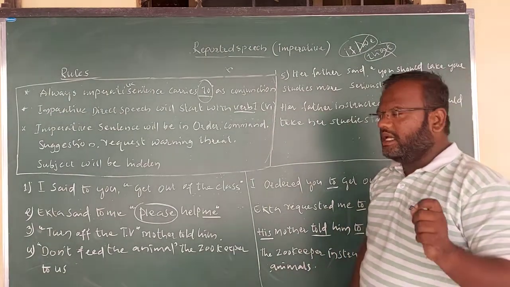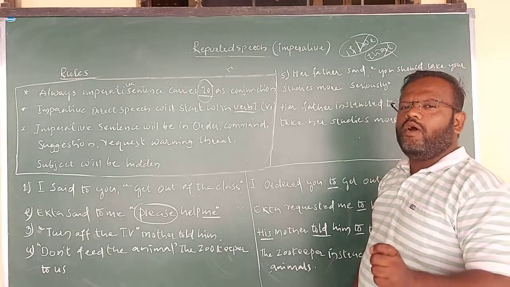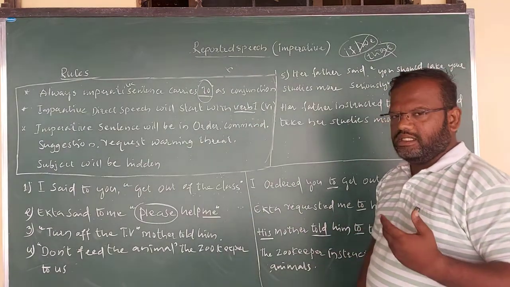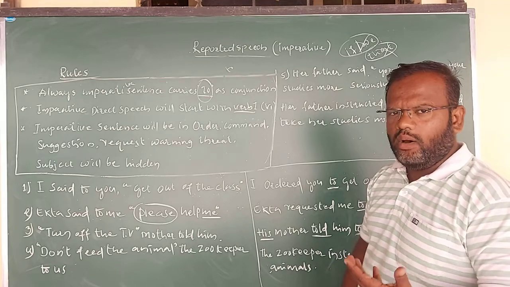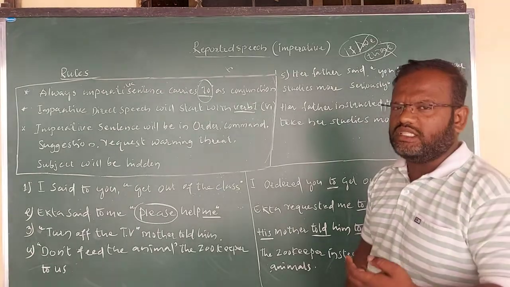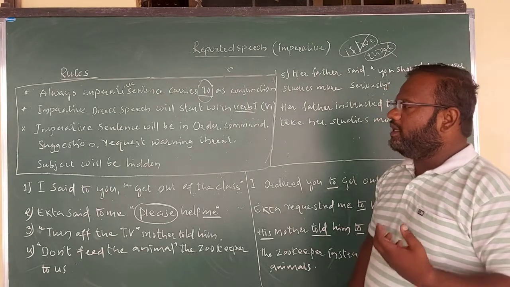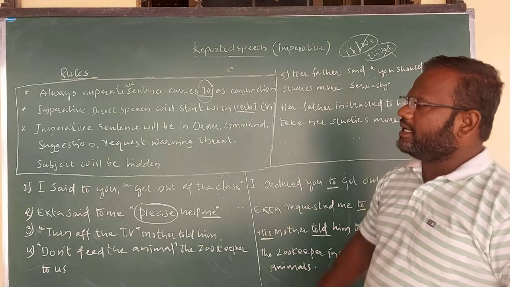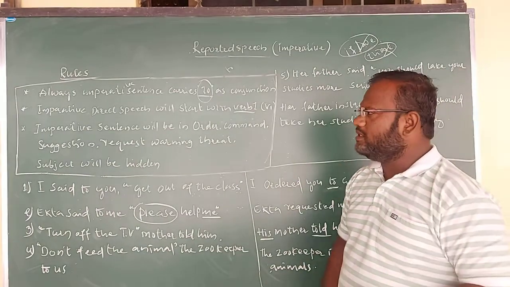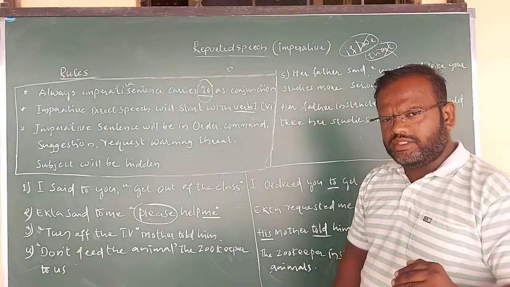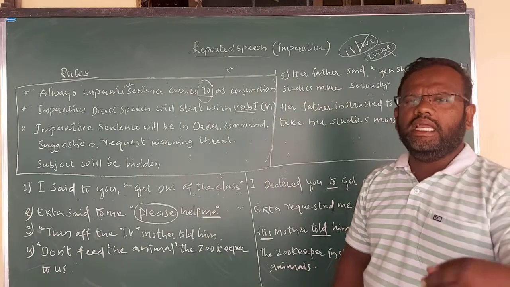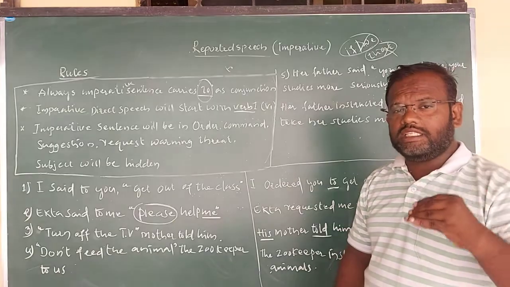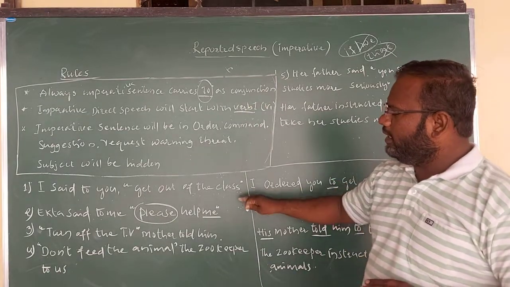Next, imperative direct speech will start with the first form of a verb, or we can call it V1. Next, imperative sentences will be used in ordering, commanding, giving suggestions, or warning, or for requesting or threatening something. Hope you are understanding. And the last and the most important rule is, in the imperative sentence the subject will always be hidden. Let's start some examples so that it will be easy for us to understand all the rules.